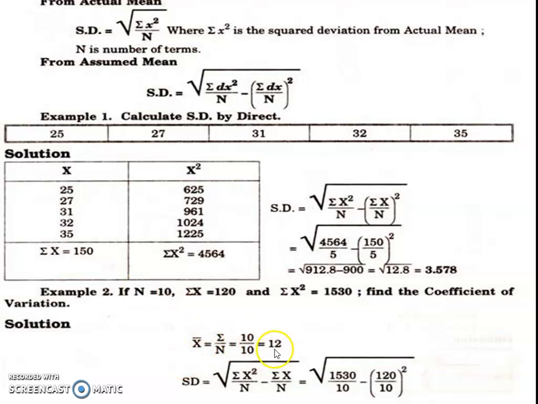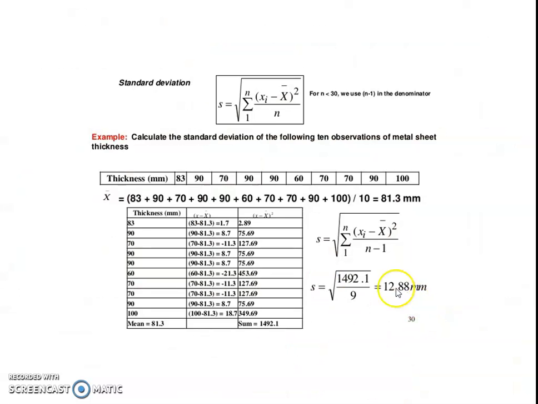Now in the second example, n is equal to 10 given, summation x is 120, summation x square is 1530. Find the coefficient of variation. So x bar is summation x upon n, 120 upon 10, which is 12. And what is the standard deviation? It is the square root of summation x square upon n minus summation x upon n whole bracket square. We have to put the values and derive it. It is for homework.